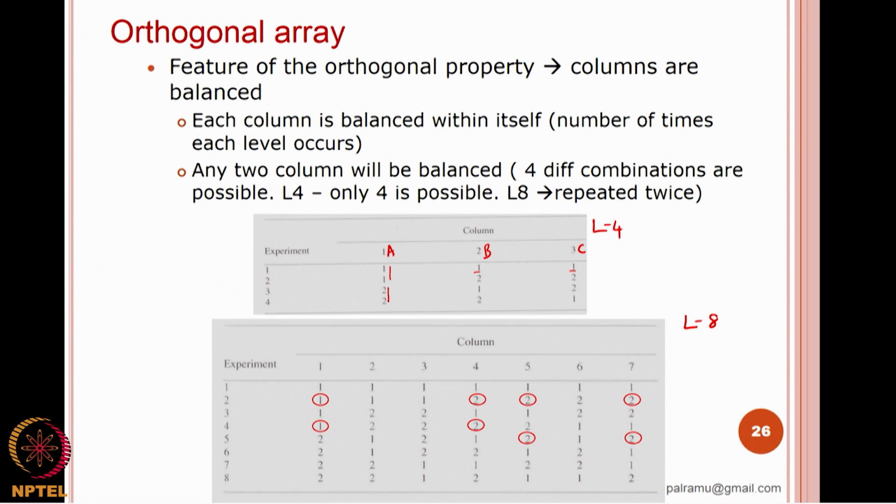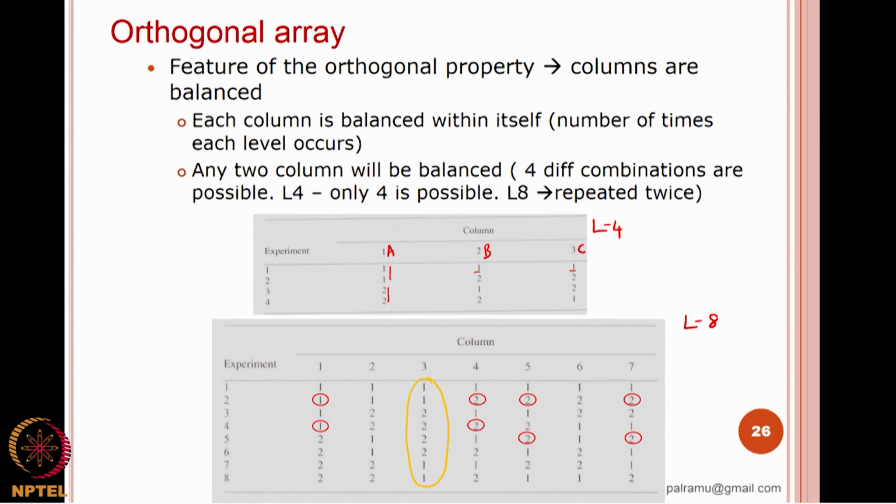Now, let us go to L8 and see whether it is true. Take column number 3: 1, 2, 3, 4, four 1s, four 2s, the column is balanced. Take column number 6: 1, 2, 3, 4, four 1s, four 2s. So the levels are balanced within any particular column.